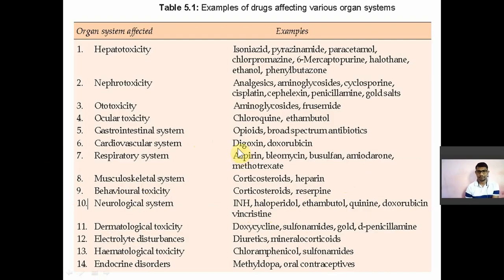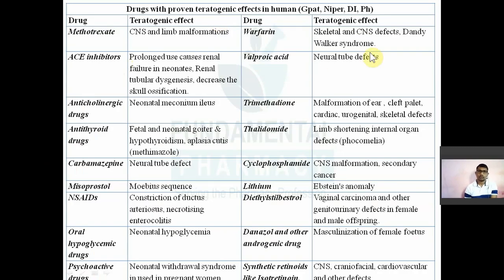So this is an example of teratogenic drugs. Which are the teratogenic drugs? So methotrexate will cause teratogenicity. It will cause limb malformation in the pregnant woman. If you give methotrexate to a pregnant woman, limb malformation or CNS malformation will be the teratogenic effect in the fetus. ACE inhibitors will also cause teratogenicity.